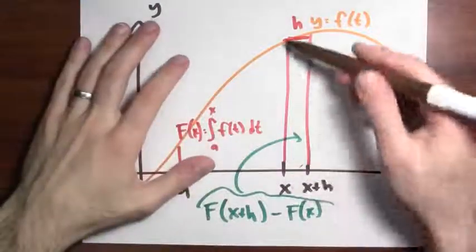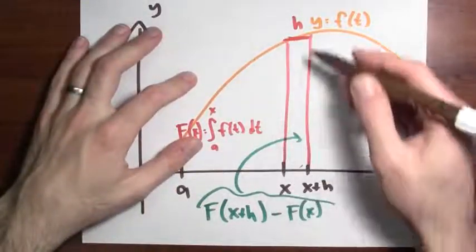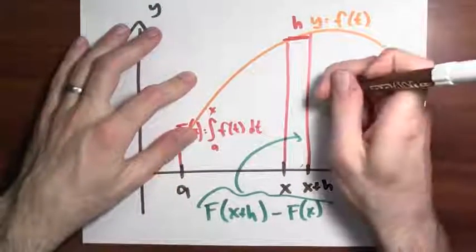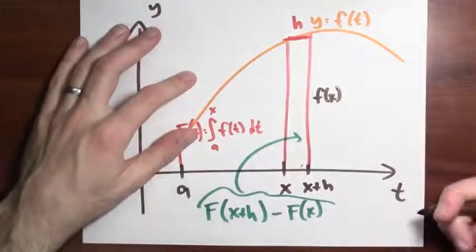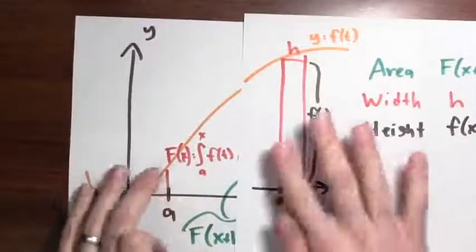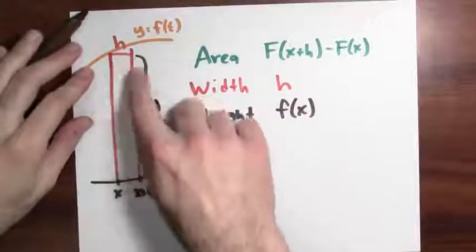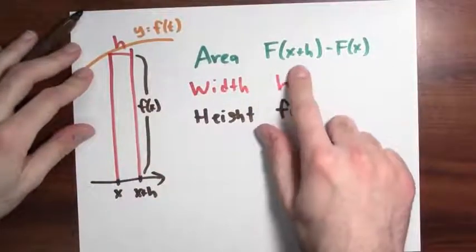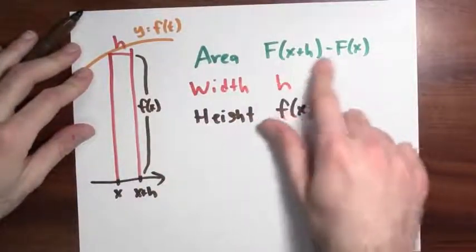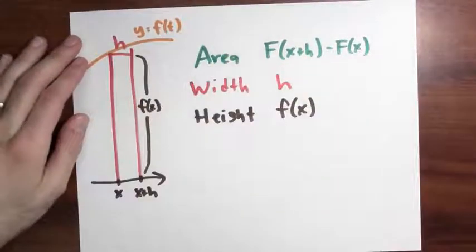Remember, my goal was to differentiate the accumulation function. And all I've got is this rectangle whose width is about h and whose height, if you think about it, is about f of x. So what's up with this rectangle, right? I mean, what I've really got here is a rectangle, and its area is about big F of x plus h minus big F of x, this accumulation function. Its width is h, and its height's about f of x.